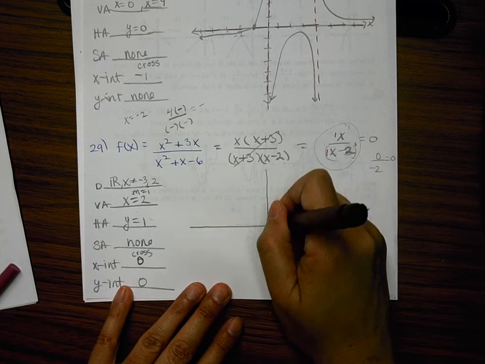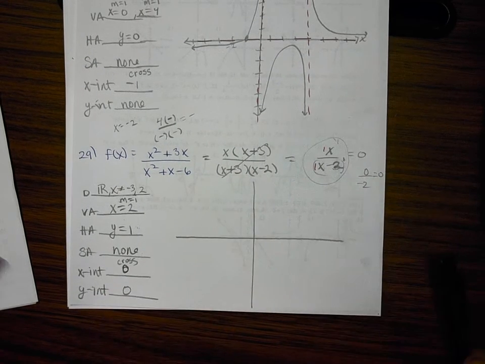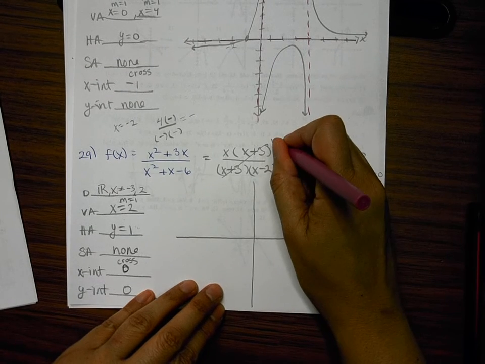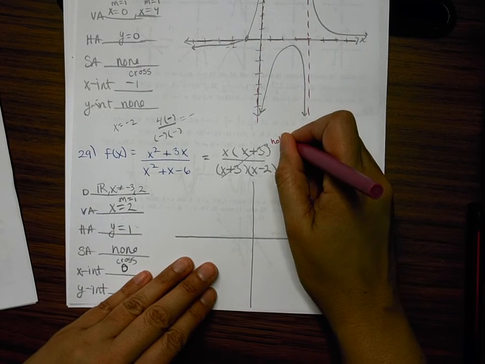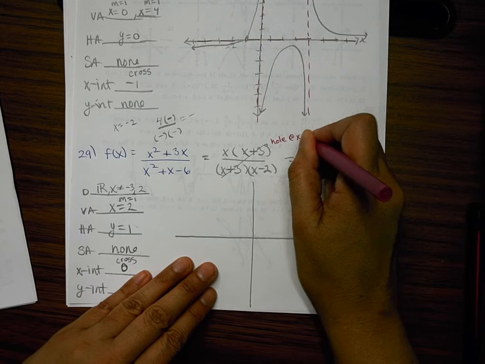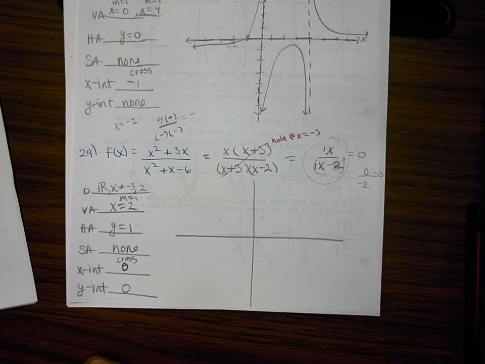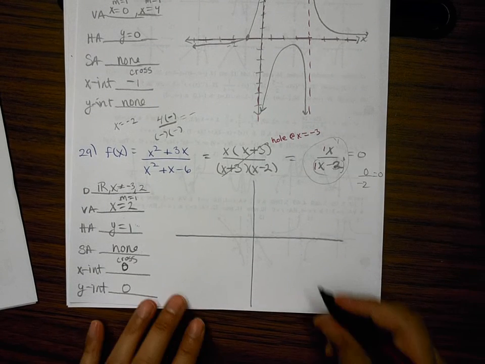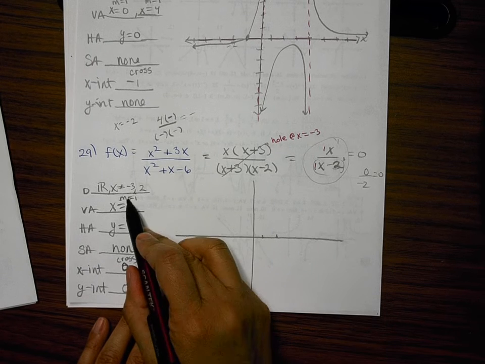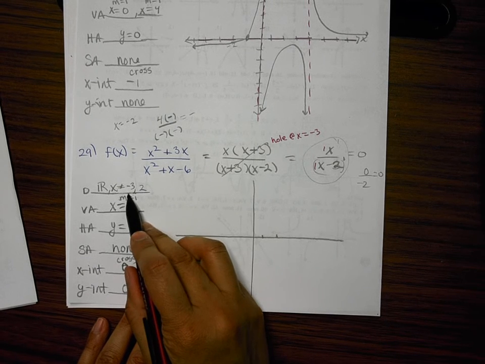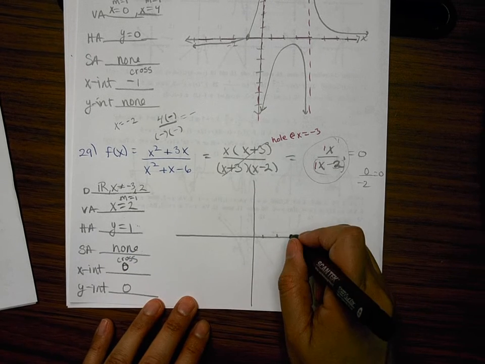Oh, and quick reminder, because we reduced, we will have a hole. Whenever you reduce a variable, an x, you'll have a hole at x equals negative 3. Set that equal to 0, you get negative 3. That's where the hole is going to exist. And why is that? Because here in our domain, x cannot equal negative 3. That's why we're going to have a hole there.